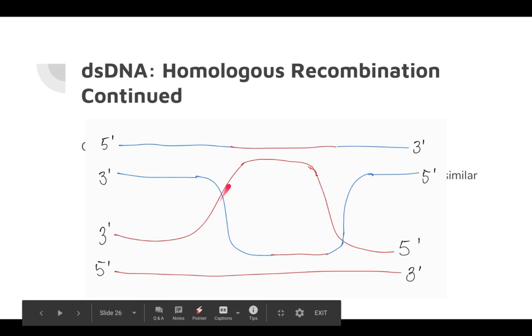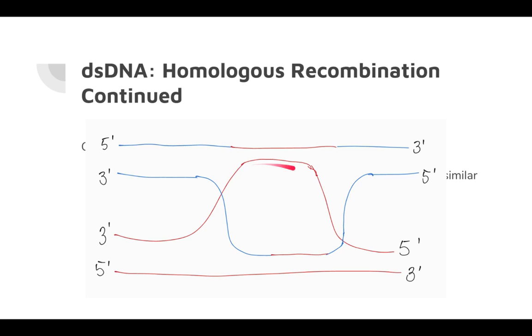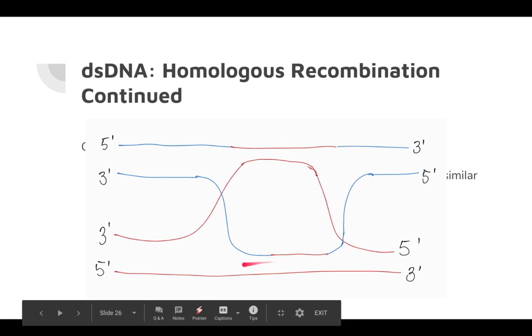And while this strand moves out of the way, this strand here is going to act as template for this strand. This one sees it has homology with this one, and this one sees it has homology with this one. And it works out because they are running anti-parallel from each other. This is 3' to 5', this one's 5' to 3', and the same goes for the other two.